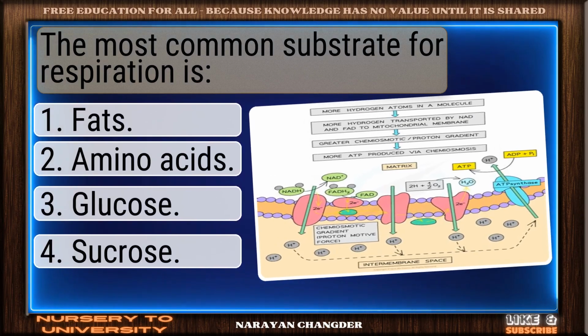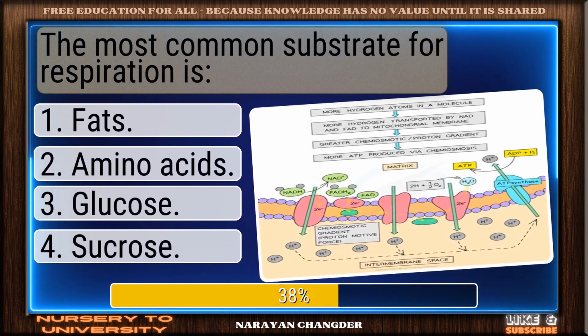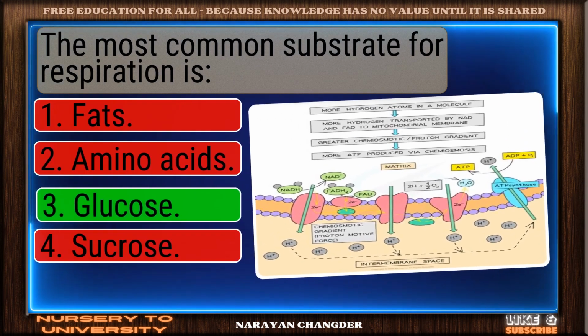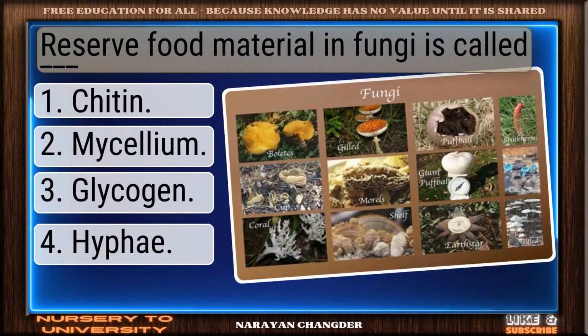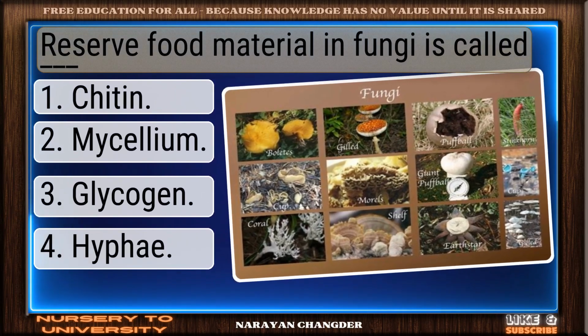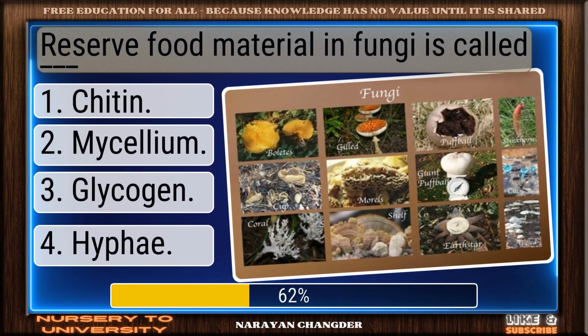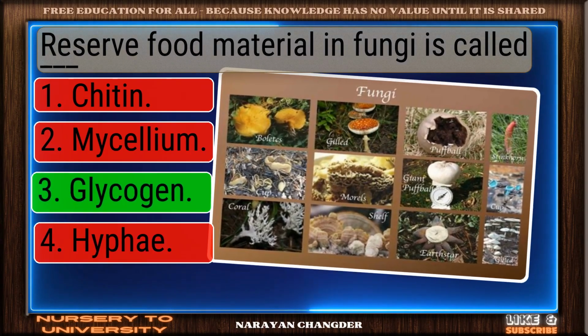Question number 44. The most common substrate for respiration is? Nicely done. Glucose is a solid answer. Question number 45. Reserve food material in fungi is called dash. Excellent. Glycogen is a brilliant choice.